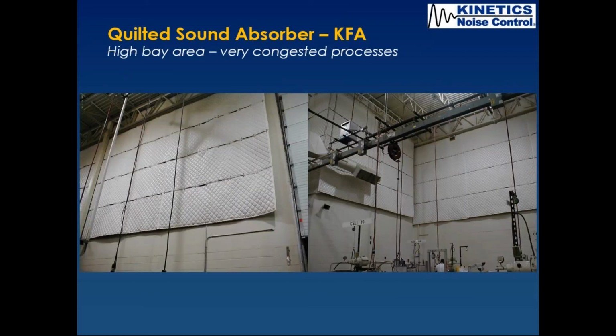And here's an example here where there's a really congested space and you couldn't enclose anything. So what we did was add absorption to this space by using horizontal tiers of these panels.